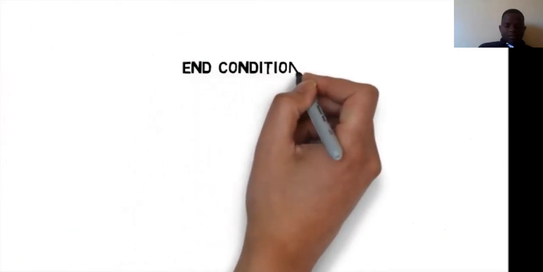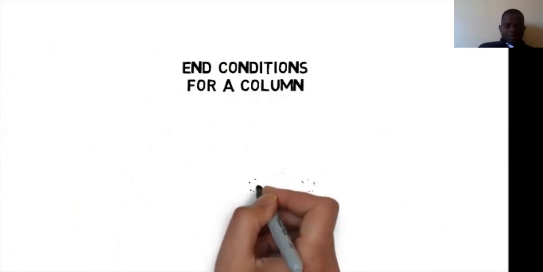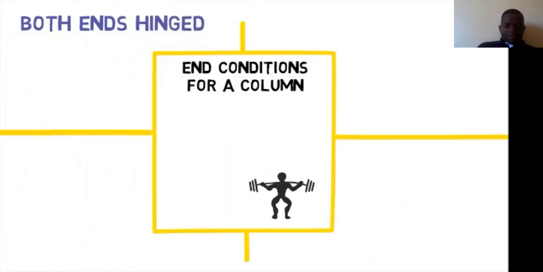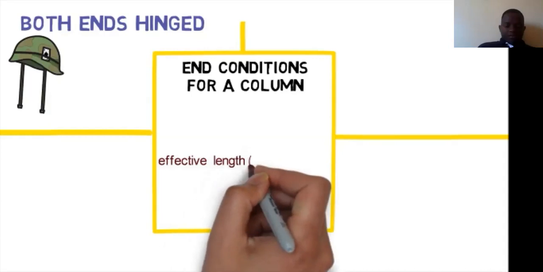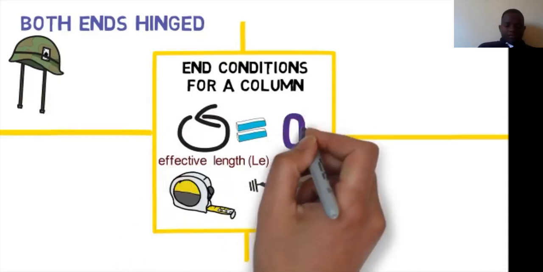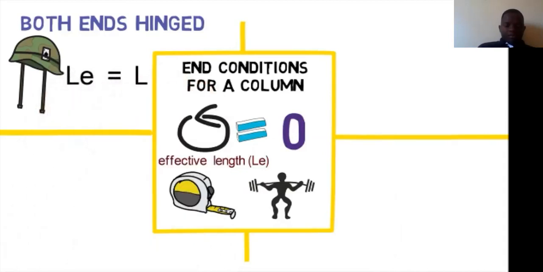Types of end conditions for a column are the major factors which influence the load-bearing capacity of a column. They are of four types. First, column with both ends hinged. This is a standard column end condition. As a side note, effective length of a column is defined as the distance between points of zero moment. Effective length in this condition is equal to the length of column.